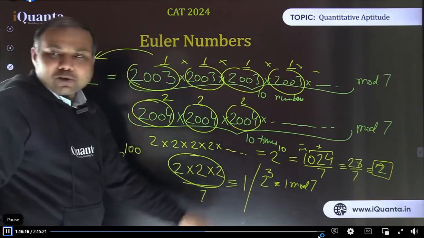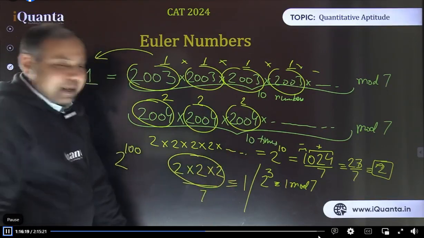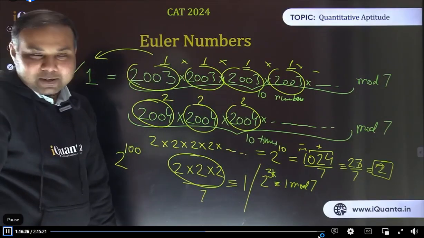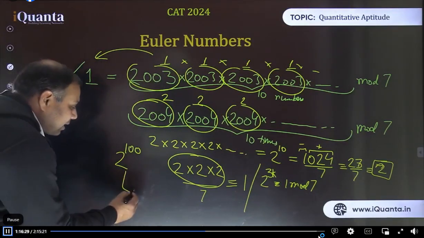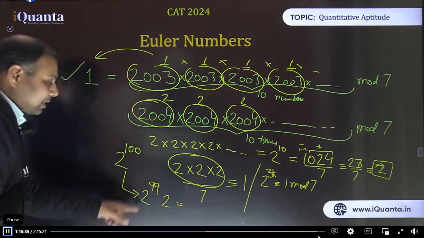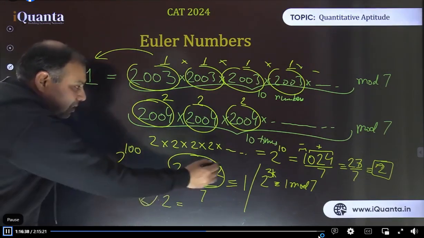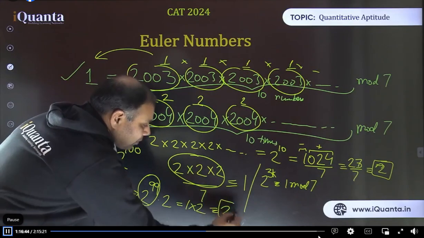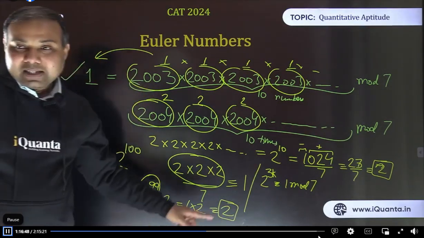Now 2 power 3 gives remainder 1. Then 2 power 6 will also give remainder 1. 2 power 9 will also give remainder 1. Basically, 2 raised to power whatever multiple of 3 will always give remainder 1 when divided by 7. Right? So basically, we can break this number as 2 power 99 into 2. Which means this term is going to give us remainder 1. We have just seen that. And into 2 means final remainder 2. So when 2 raised to power 100 is divided by 7, the remainder is 2.